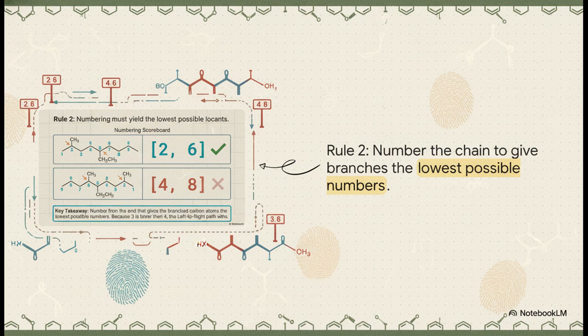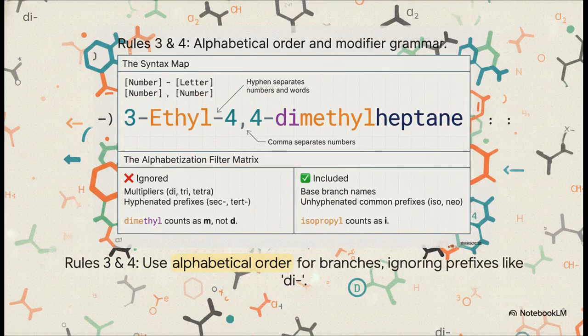Think of these numbers like street addresses for all the branches, and the rule is absolutely crucial. You have to number from the end that gives the branches the lowest possible address numbers. On this numbering scoreboard, starting from the left gives the branches positions 2 and 6, but starting from the right gives them 4 and 8. The rule is simple. You check the first point of difference. Since 2 is lower than 4, the 2-6 path wins. No contest.